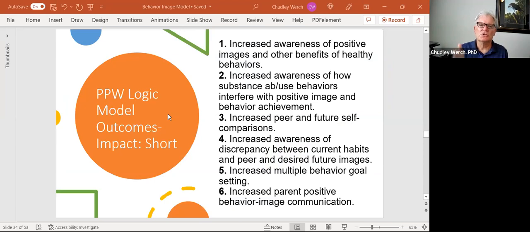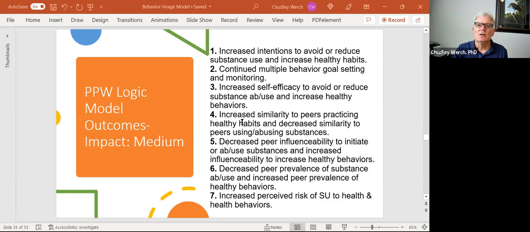In terms of outcomes, you got short, medium, and long. In the short term, we expect to see increased awareness of positive images and other benefits of healthy behaviors, increased awareness of how substance use behaviors can interfere with positive images of behavior achievement. Number 3, increased peer and future self-comparisons. Number 4, increased awareness of the discrepancy between the youth's current health behaviors and desired peer and future images. Number 5, increased multiple behavior goal setting. And lastly, 6, increased parent positive behavior image communication. So that's the immediate short outcomes.